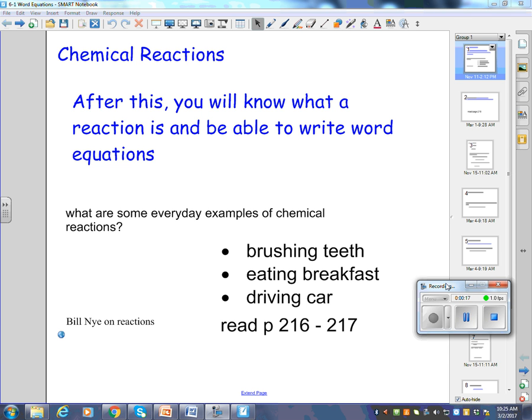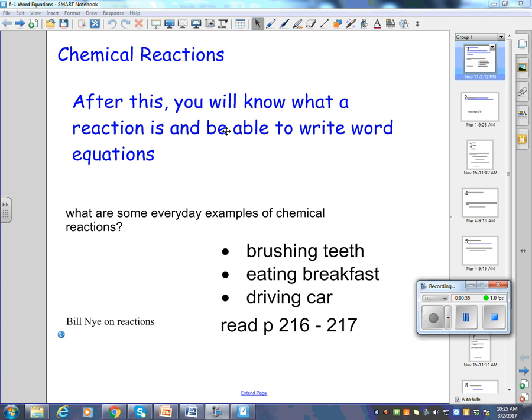This unit's reasonably short, so we might finish before then. We might start the next unit before spring break, but there's a couple of days in there where we're missing stuff. After this you'll know what a reaction is and be able to write word equations. Today is March the 2nd.